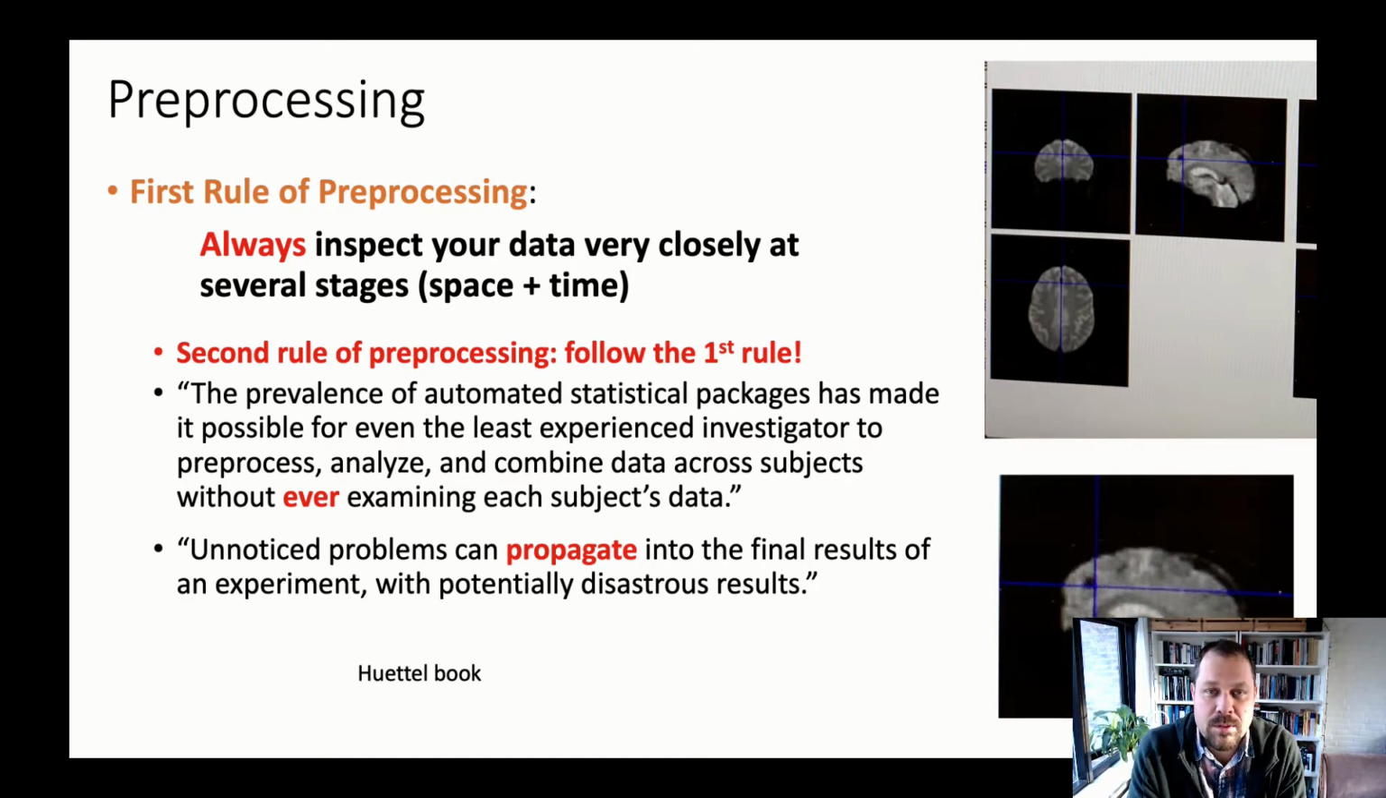And the reason why we need to double check our data and visually inspect the data is because it's become so easy to just run statistical analyses that anyone can do this. And that's what the quote here is saying. Even the least experienced investigator can pre-process, analyze, and combine data across subjects without ever examining each subject's data. And that's still one of the most important steps, because you pick up problems in the data. Otherwise, you just might end up with false negatives or false positives within your data, which we don't want. Unnoticed problems can propagate into the final results of an experiment with potentially disastrous results.